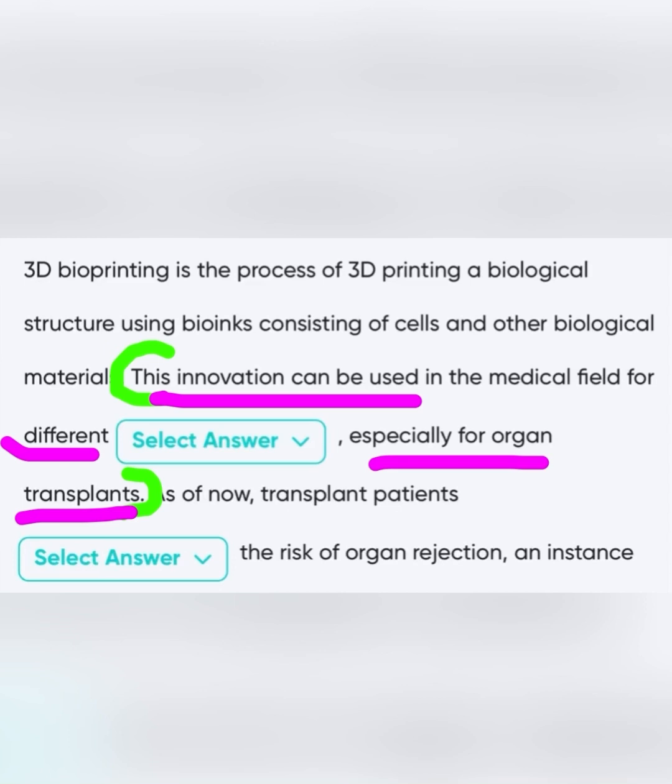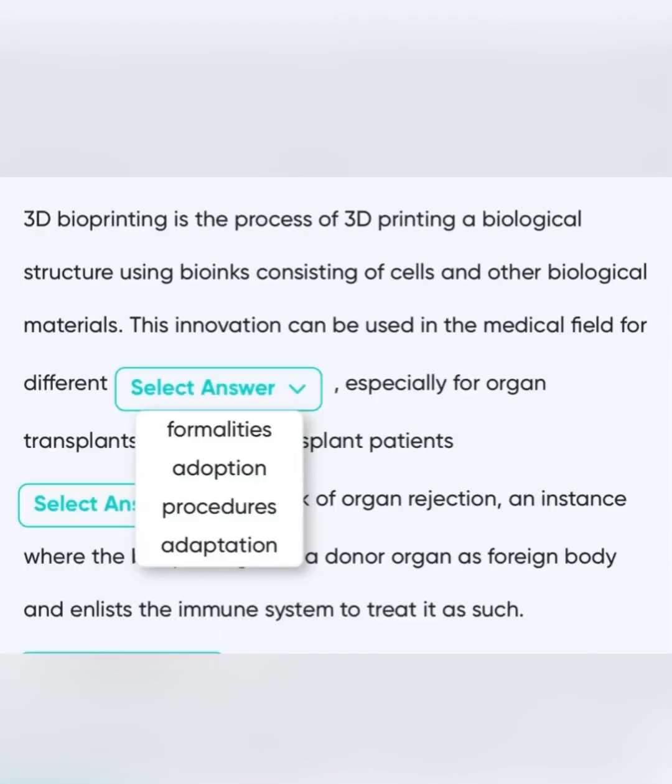So let's start. This fill-up sentence starts from "This innovation" and it ends at "transplants", right? This innovation can be used in the medical field for different dash comma, especially for organ transplants. Now we are talking about innovation, right? Innovation is used for different what, especially for organ transplants. Now this is an example, especially for organ transplants. Now let's see the options. So here the options are formalities, adoption, procedures and adaptation.